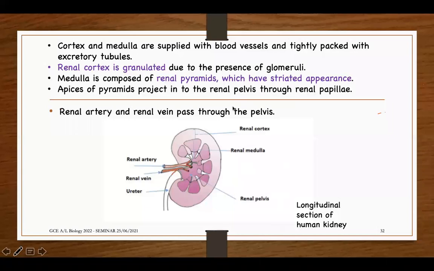That is the gross structure of the kidney. Just remember, there is a cortex and a medulla, and they are supplied with blood vessels and tightly packed with excretory tubules. The cortex is granulated because it has glomeruli. The medulla has renal pyramids that give it a striated appearance. The apices, the tips of these pyramids, project into the pelvis through the renal papillae, and the ureter starts from the pelvis. Moving on, the renal artery and renal vein pass through the pelvis. You can see them passing through the pelvis.